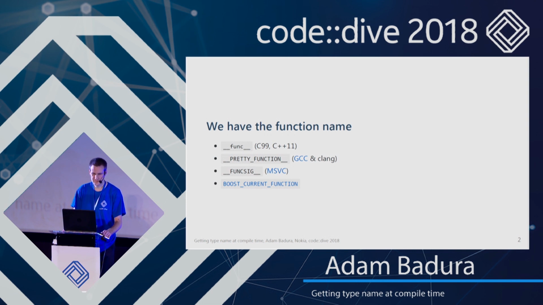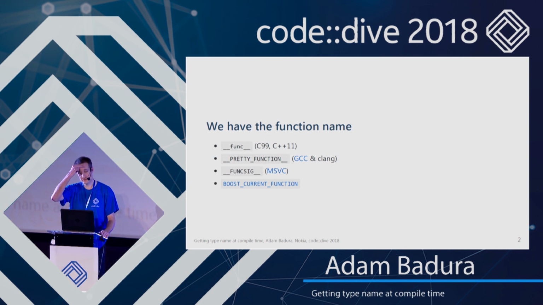And then there is __FUNCSIG__ from Visual Studio. Perhaps the easiest way is to use the Boost version, BOOST_CURRENT_FUNCTION. If you look into the implementation, you will notice that it essentially tries to do __PRETTY_FUNCTION__ or __FUNCSIG__. Then it falls back to __func__ if the standard supports it. There is some workaround for the old Borland compiler. I'm not even sure if it's still in use. However, that's about the function name.